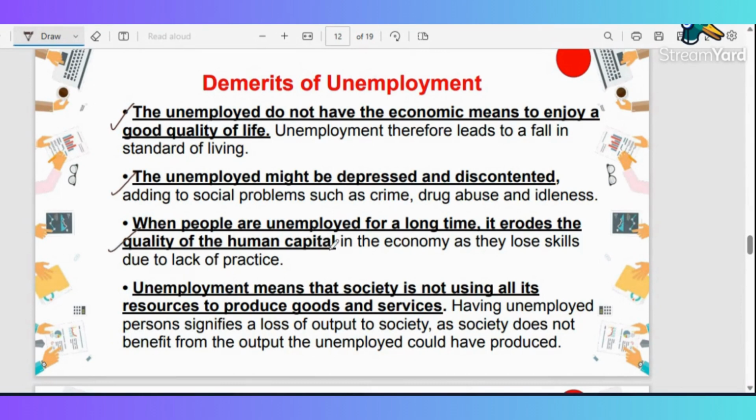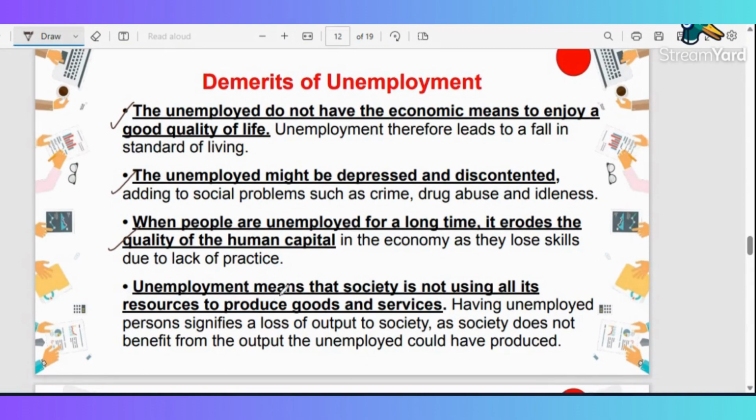You don't remember the things that you were trained to do, right? For example, an accountant may not remember how to use QuickBooks and the different accounting software. So it erodes the quality of the human capital, which is the labor. It also states that unemployment means that the society is not using all resources efficiently to produce goods and services. Having these unemployed persons signals a loss in output to the society, because society does not benefit from the output the unemployed could have produced.